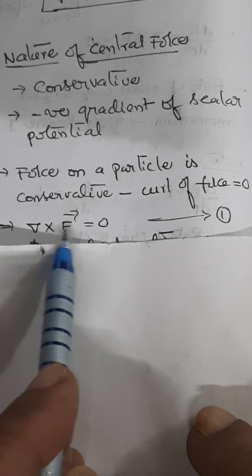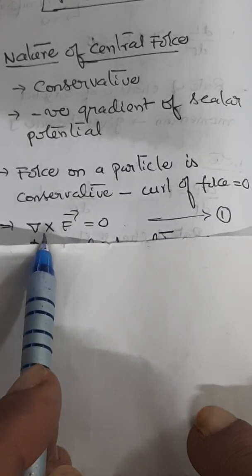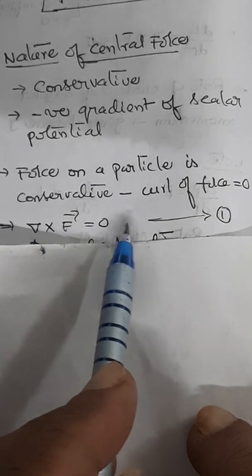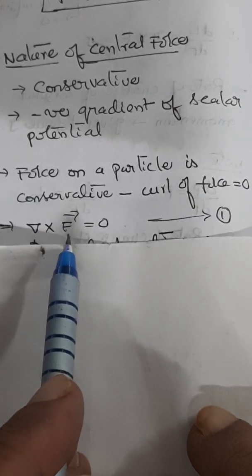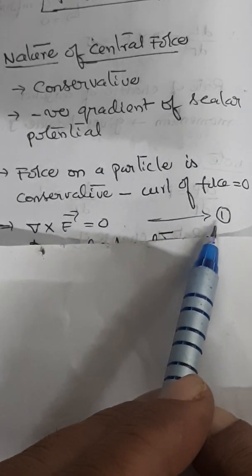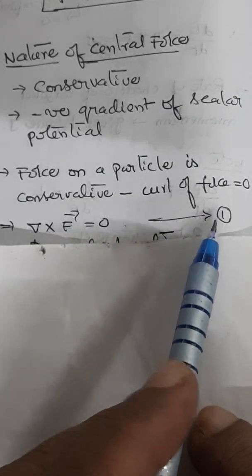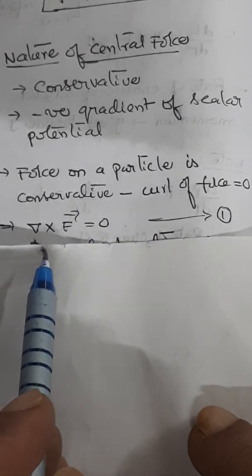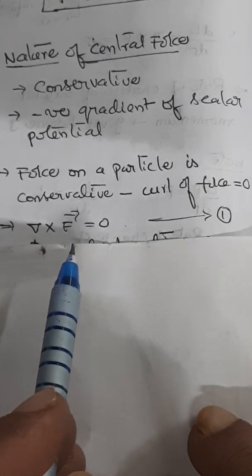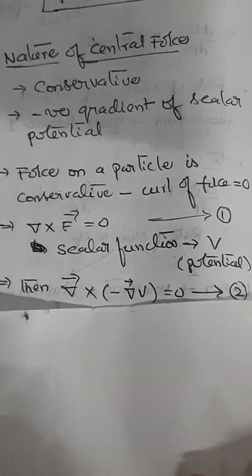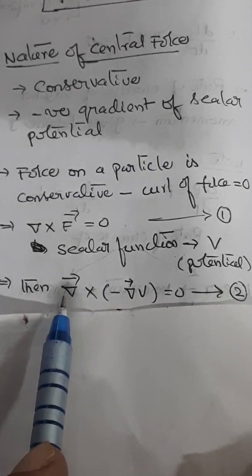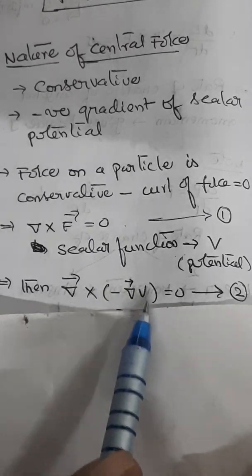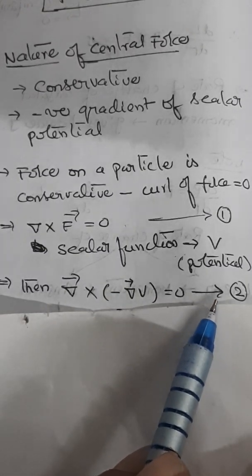So you need to recollect the background of Maxwell's equations to understand the curl and divergence. So del cross F equal to 0. That is, the force F acting on the particle is a conservative force only when the curl of the force is 0. That is, del cross F equal to 0, let it be equation 1. Now when you take the potential as V, it is a scalar function of the coordinates of the particle. So if V is taken as a scalar potential function, then del cross minus del V is 0. This is the second equation.